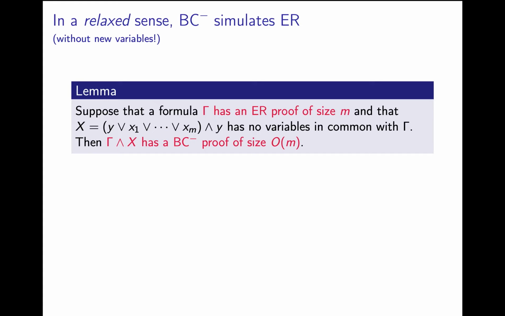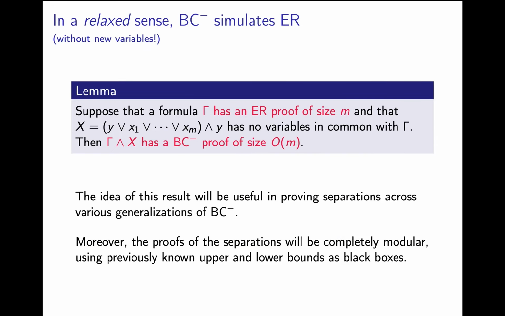It may seem like this result is not that interesting because we are essentially just incorporating new variables into the formula. But a similar idea allows us to construct some formulas to prove separations across the different generalizations of BC-. And the nice thing is, those proofs are completely modular, that is, we reuse the same construction for multiple separations, and we are also able to use previously known upper and lower bounds as complete black boxes.